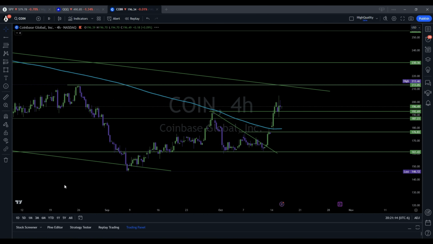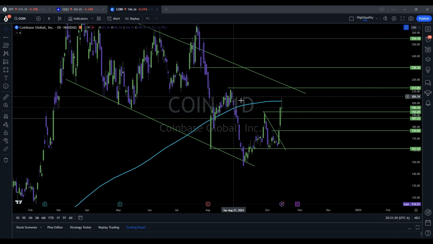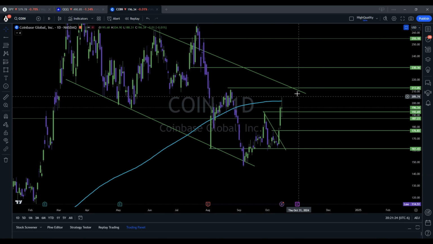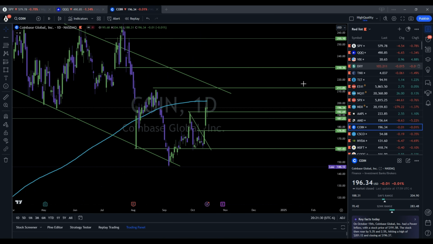Another thing to be aware of, looks like on the daily time frame, we did crash into our 200-day moving average. Coinbase does need to get above this to continue pushing higher. If we stay below it, that would be bearish for price to fall lower in the coming days. Alrighty, that's it for Coinbase.